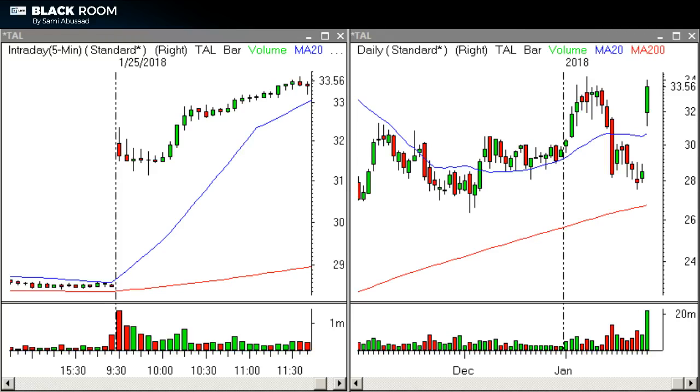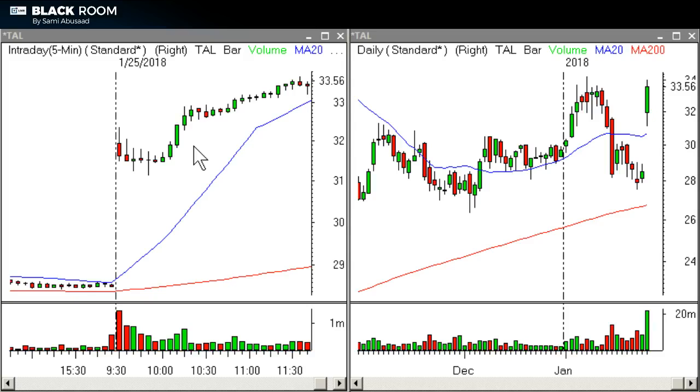Just a short video to share with you a concept that I use in my trading almost every single day. It's actually just a bar, not a concept so much, but this one bar, when combined with the right setup, is by far my favorite reversal bar of all time. So let me show you the TAL.